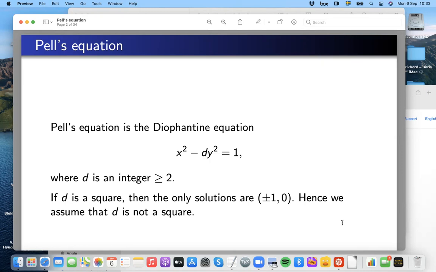Another observation is that solutions come in 4-tuples. So if (x, y) is a solution, then (plus or minus x, plus or minus y) is also a solution. So if x and y are non-zero, then we get 4 solutions immediately from a single one. Okay, so we will assume that d is a positive integer, but not a square.